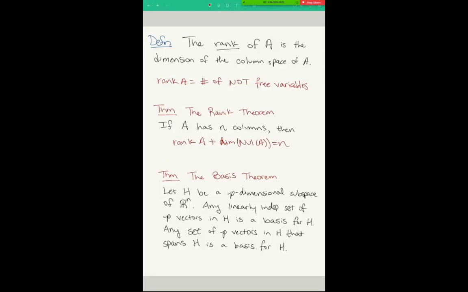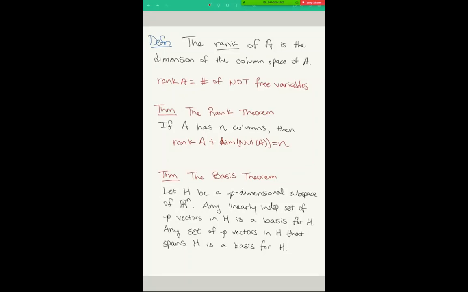This is because we have p vectors in a p-dimensional space. If the dimension of our space and the number of our vectors don't match, this doesn't hold anymore. But if we have a p-dimensional space with p vectors in it, and those vectors are linearly independent, then they will span, and if they span, then they'll be linearly independent. In either way, they form a basis.